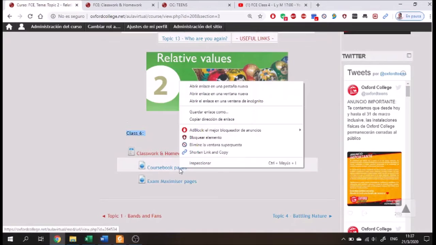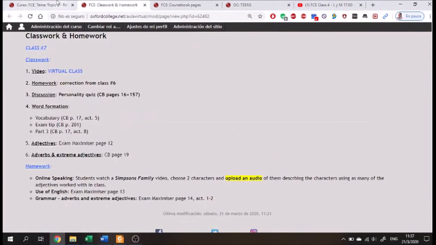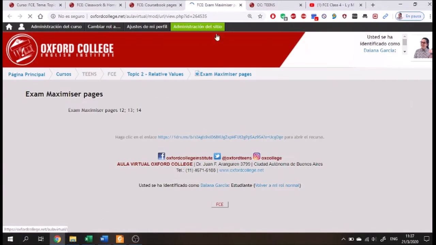So you can open the course book pages. In this file, you have the five pages actually that we are going to use today on the same link. This is from the course book. And you also have the pages that you are going to need from the exam maximizer, that is pages 12, 13 and 14. Everything is on the link. So take this time to download this. I think that will make things much easier for you.